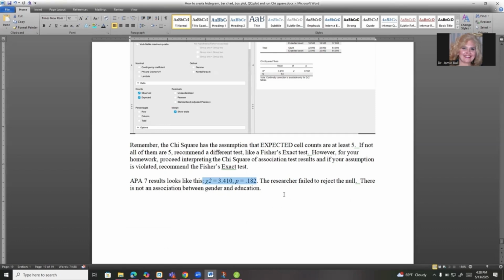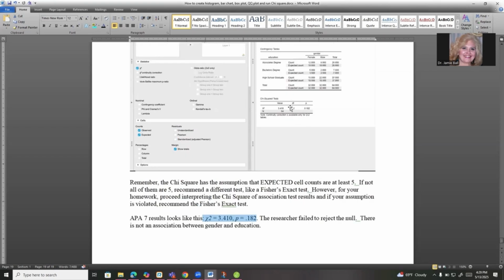Okay, there's my example. Had P been less than 0.05, I'd have said reject the null instead of fail to reject. I'd have said the researcher rejected the null in favor of the alternative. There is an association between gender and education. So that's how to report it in your paper.